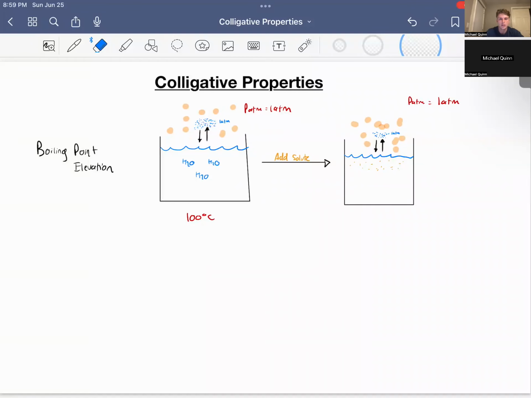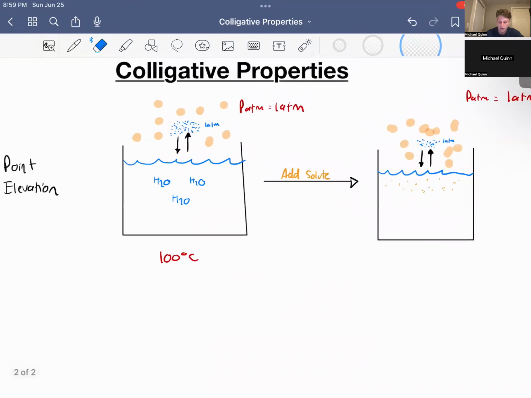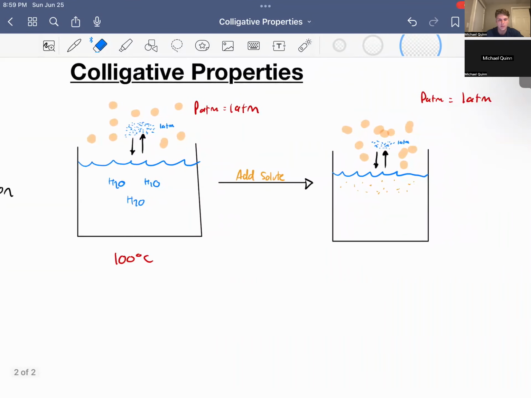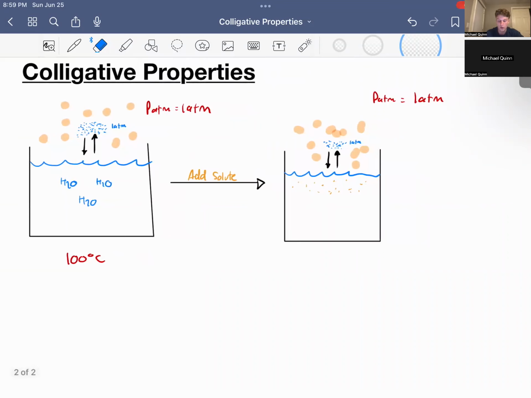In the last video, we looked at the colligative property of boiling point elevation. We saw that as you add a solute to a liquid, its equilibrium vapor pressure lowers because it is harder for those water molecules to escape to the gas layer. Now, in turn, we will see a lower equilibrium vapor pressure at the same temperature that a pure solvent would be at.